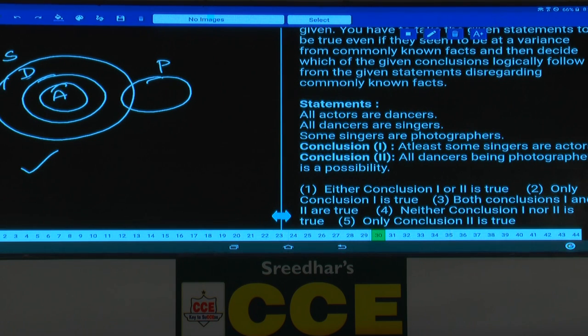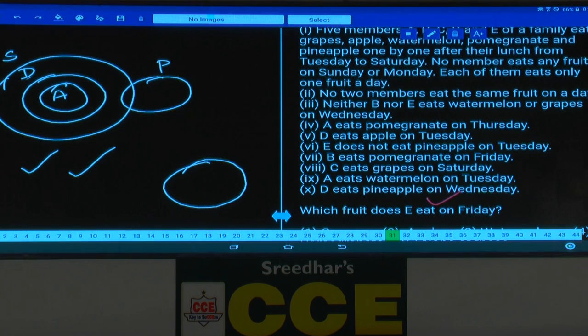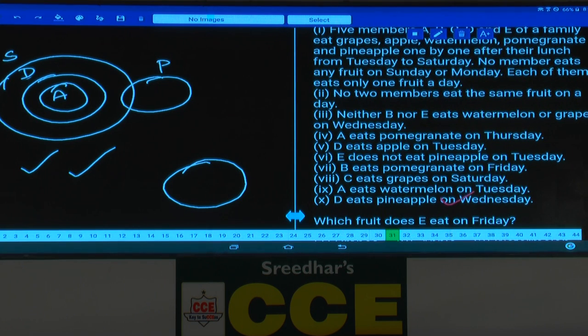Second one, all dancers are photographers is possible. Again, all the statements are affirmative. We can draw it as a single diagram, hence it is possible. Hence both the conclusions follow. Both follow, choice 3. Now question number 30, choice 3 is the answer. Now this is about question numbers 26 to 30. Now 26 to 30 comes under which category? Syllogisms.